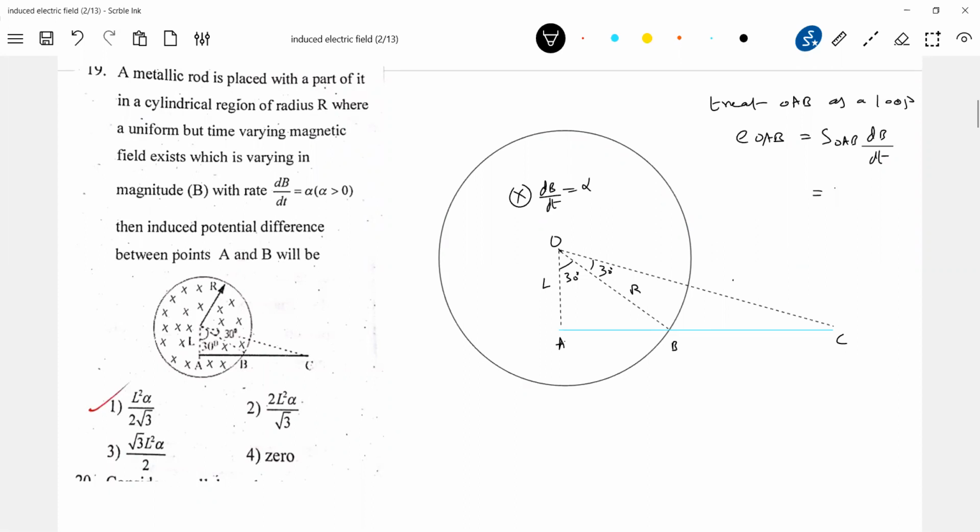Anybody? Area of triangle? L square by 4. Sir, L square by 2 root 3. In terms of L, L square by 2 root 3. Constant 2 root 3. Yeah? Okay, that's the area of the triangle. dB by dt is what? Alpha. I think here is no problem. EOAB, you write it. And then again, what should we do? We should find out the EMF induced in each side. Then I'll get the EAB. I think there's logic, no? What we tried in the previous problem.